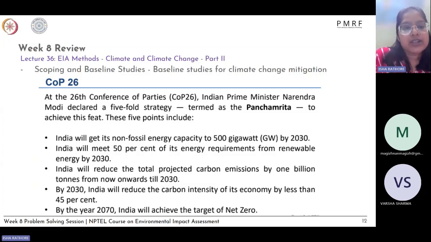So these 5 points include: India will get its non-fossil energy capacity to 500 gigawatt by 2030. India will meet 50% of its energy requirements from renewable energy by 2030. It will reduce the total projected carbon emissions by 1 billion ton from now onwards till 2030. And by 2030, India will reduce the carbon intensity of its economy by less than 45%. And by the year 2070, India will achieve the target of net zero. This was the main commitment that we have promised to make. So these are India's NDCs.